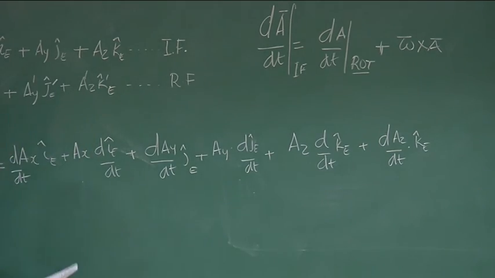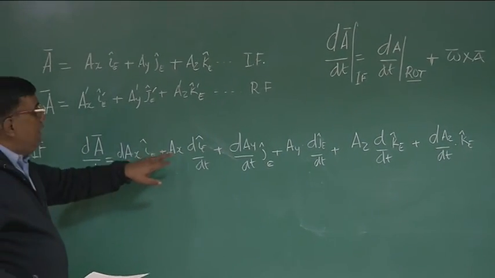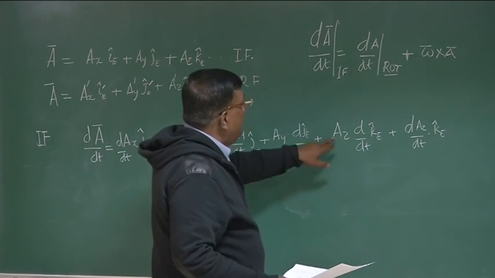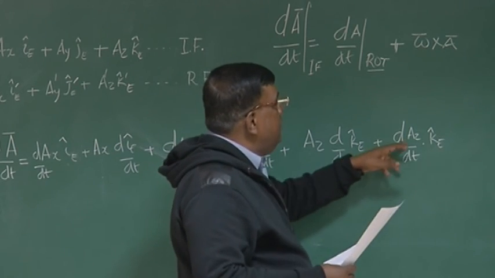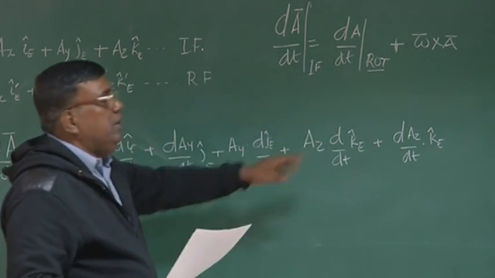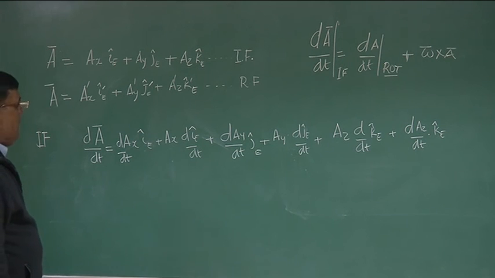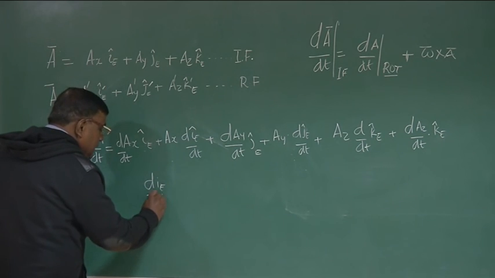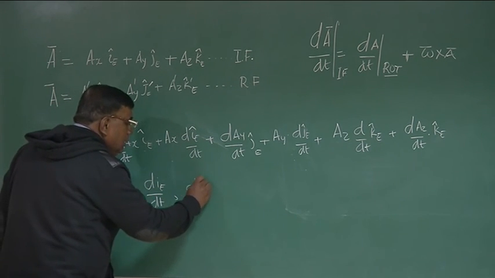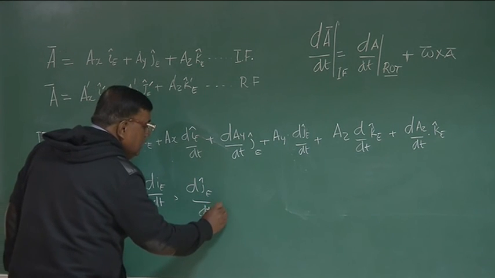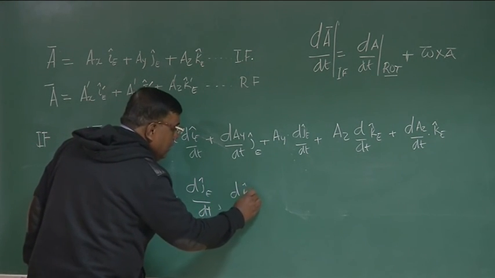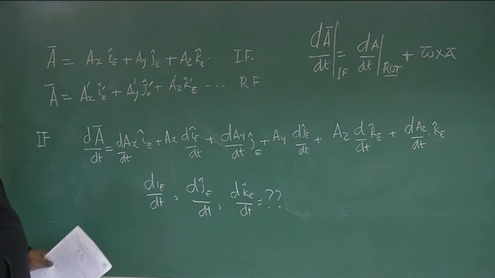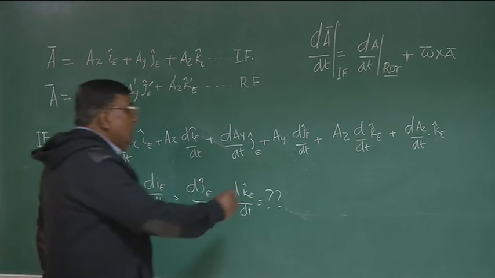Let me repeat: dAx/dt into i, this is fine, dAy/dt into j, this is fine, Az d(k)/dt plus dAz/dt, I have already written it first. Now, what is important? What is the value of d(iE)/dt, d(jE)/dt, and d(kE)/dt? What is the value of that? Because we are now computing this in the inertial frame. Do not forget, this is in the inertial frame.